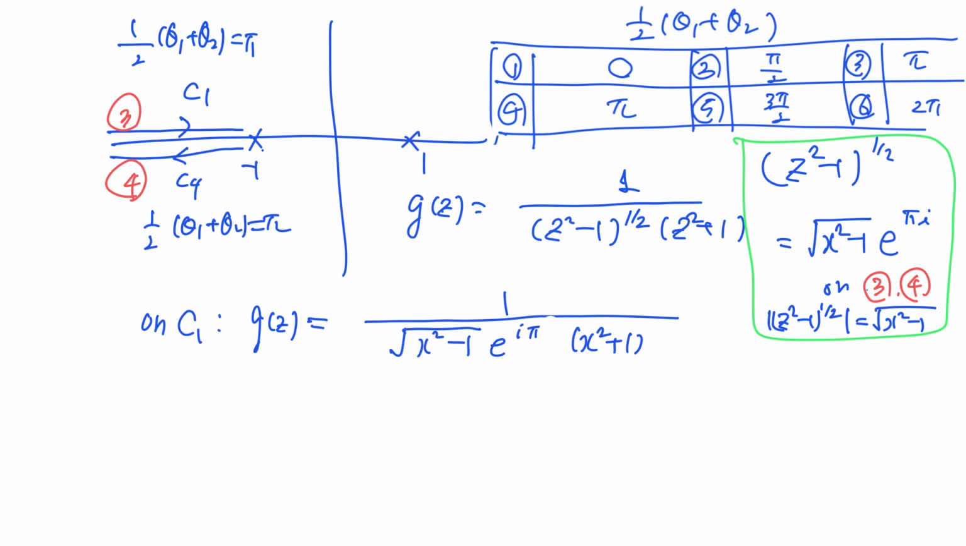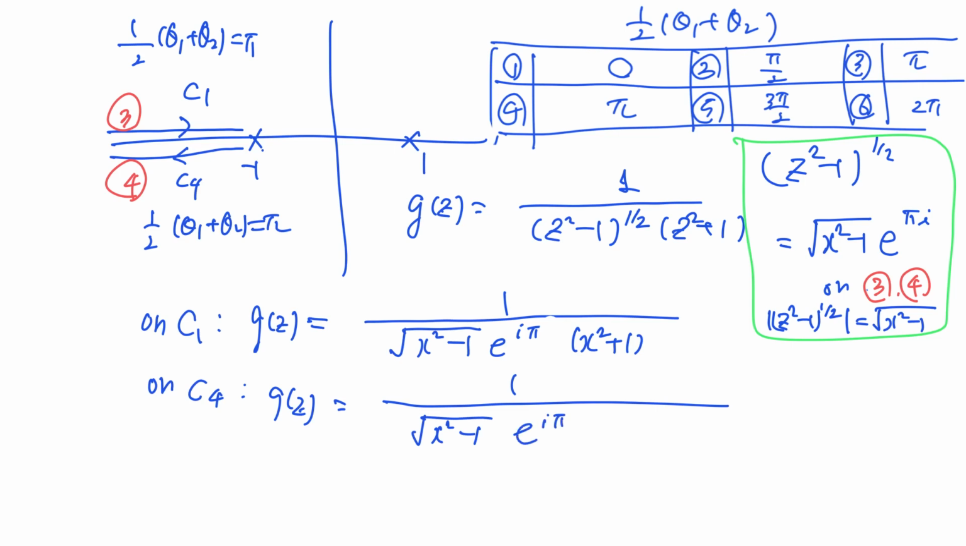How about on C2, C4? GZ same, right? Square root of x square minus 1 exponential I pi, x square plus 1. Because if you cross from here to here, the phase does not change. Still remains the same, pi, right?